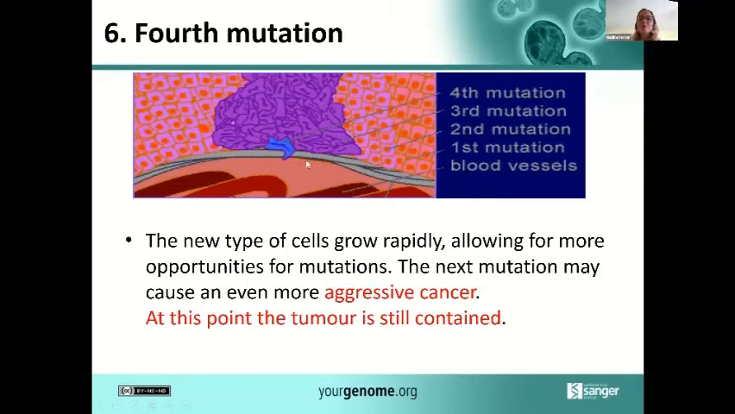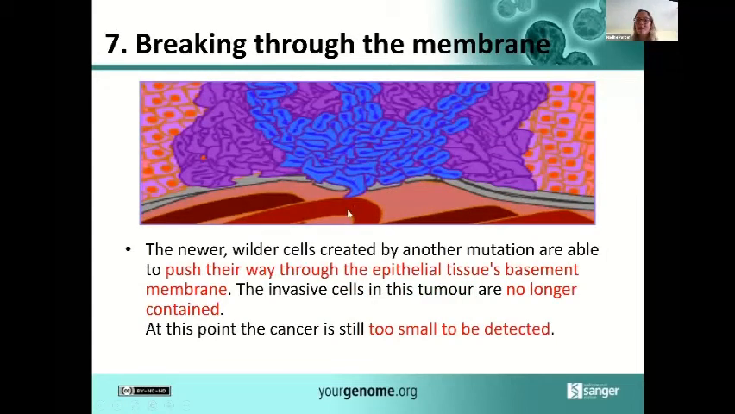And then after the fourth mutation, it's causing a more aggressive cancer. So you can see here, it's starting to break through the membrane. At the moment, the tumour is still in one place, but this fourth mutation is going to cause more problems because it's starting to break through. And if it can break through the membrane and get into the blood, it then means it's going to metastasize and spread to other parts of the body. So at this point, it's starting to break through the membrane. So that means it's going to spread to other parts of the body.